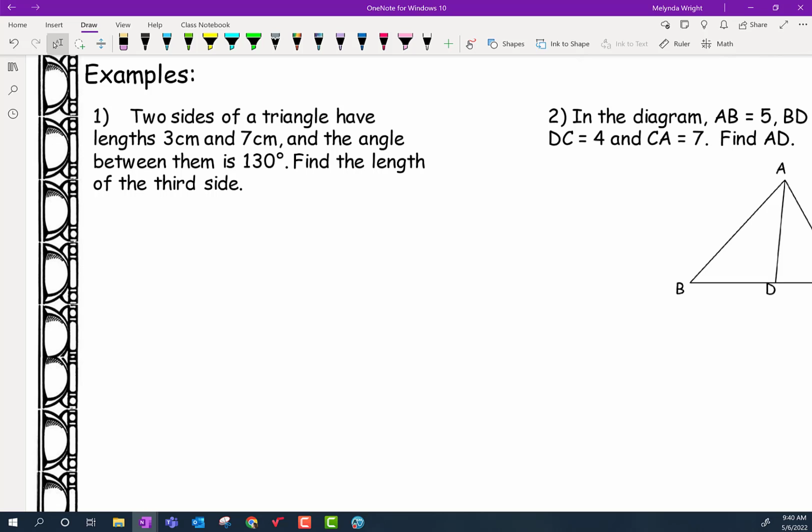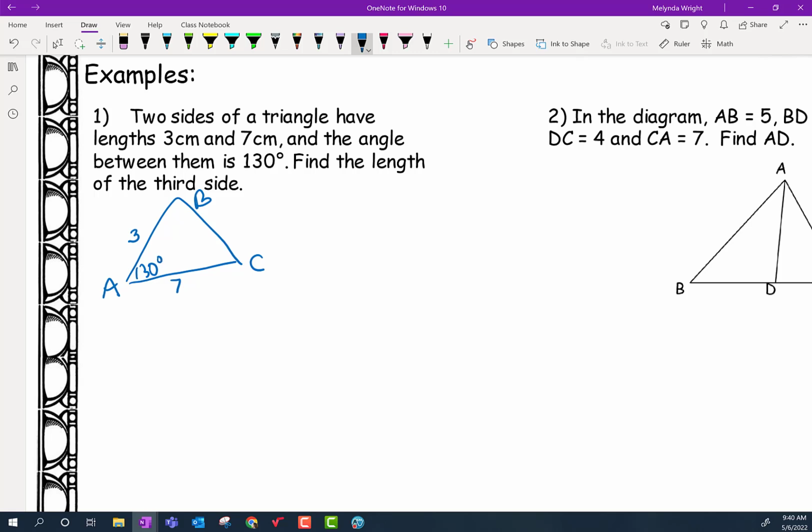All right, so let's set it up. We have two sides of a triangle that have lengths 3 centimeters and 7 centimeters. I'm going to draw my triangle. I always label it ABC. Well, not always, but that's pretty straightforward. Let's say that this side is 3 and this side is 7, and the angle between them is 130 degrees. Now, do we remember what that means? The angle between those two sides would be angle A, and this one is 130 degrees.